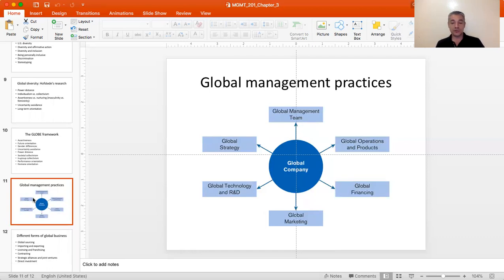One thing they should have is a global management team, to make sure that you operate effectively across multiple countries. You should seek input from individuals representing multiple countries. Not each country we operate in should necessarily be represented, but people with a variety of views and experiences should be there. Global operations and products, obviously, is a big deal.